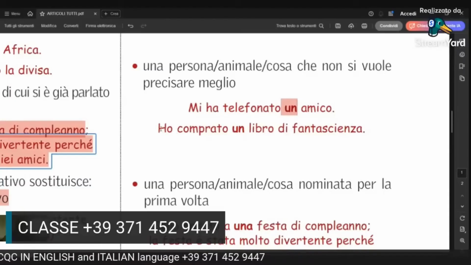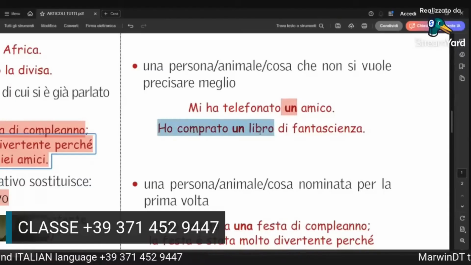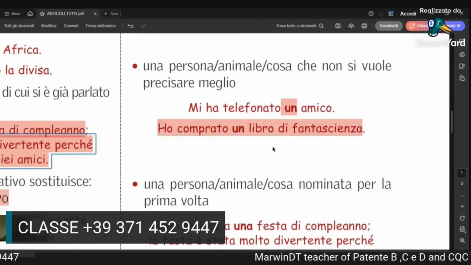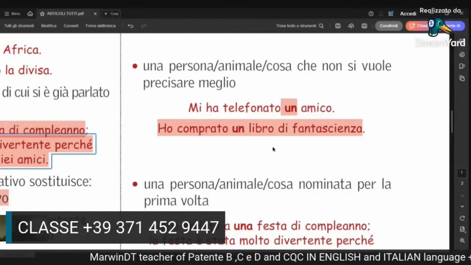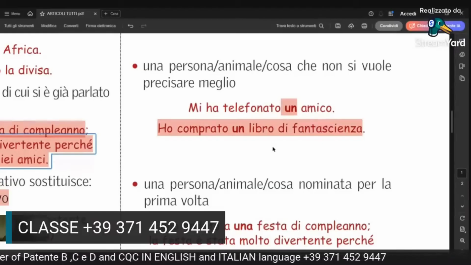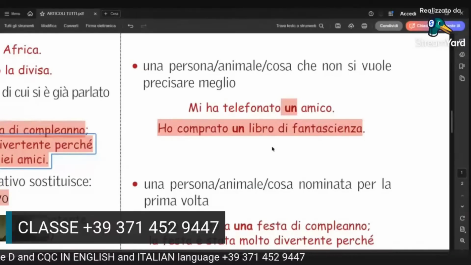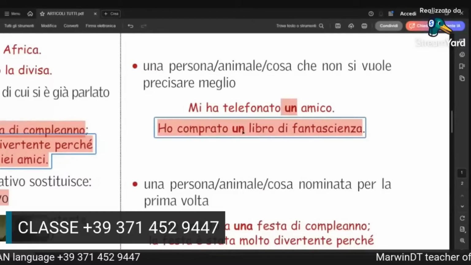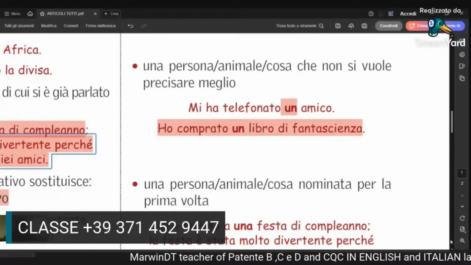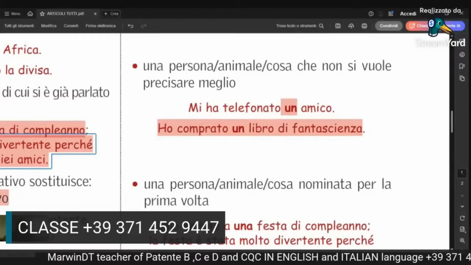Second example. Ho comprato un libro di fantascienza. I bought a fantasy book, or a science fiction book. So, un is not telling us the specific kind of science fiction book or fantasy book that we bought. So, ho comprato un libro di fantascienza.